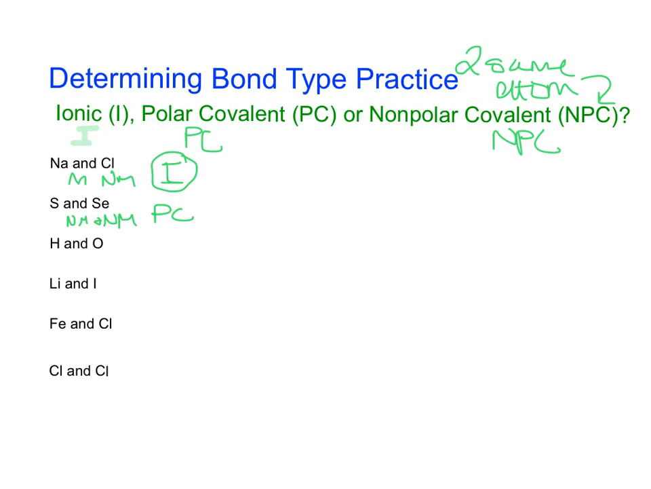Next, we have hydrogen and oxygen. Now, be careful with hydrogen. It is placed over where the metals are, but it is a nonmetal. Oxygen is also a nonmetal. So I've got two different nonmetals. This would be considered a polar covalent bond.